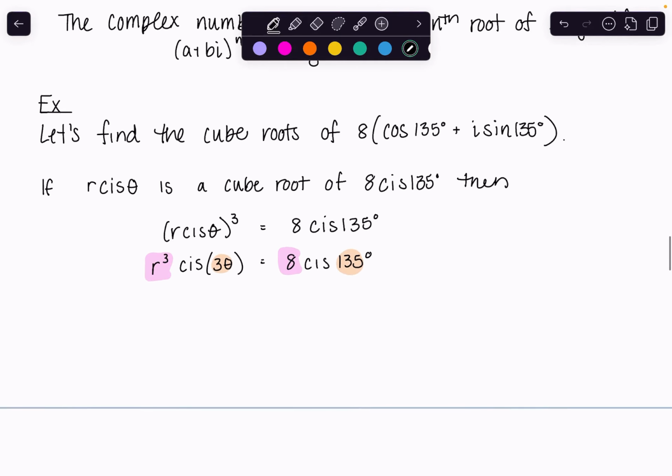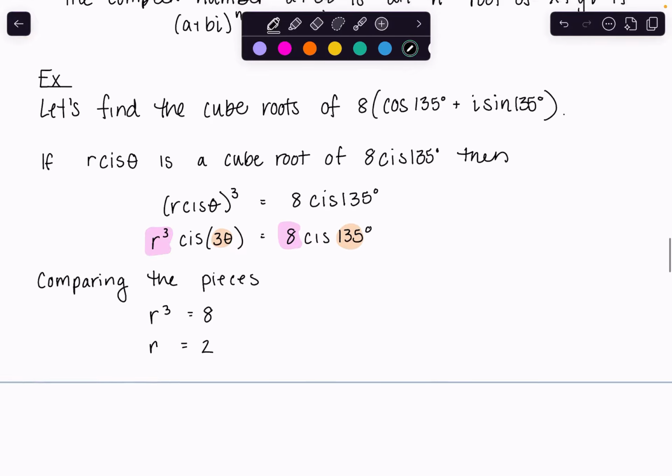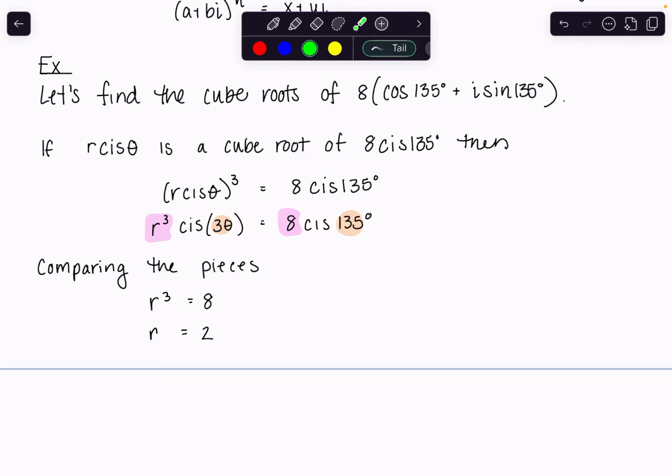The r is not terrible to deal with, though. So comparing the pieces, r cubed definitely needs to equal 8, and r is a positive real number, so r is equal to 2. No problems with that, okay? The problem is if it's a cube root, I need to find 3 cube roots. So it's going to deal with 3 theta equaling 135 degrees.